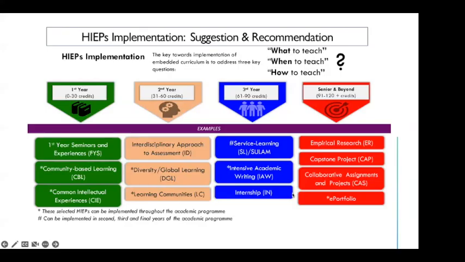Okay, ini adalah suggestion and recommendation daripada jawatankuasa HIEPs, macam mana nak implement HIEPs ni sepanjang cohort tu. Terpulang 4 tahun tapi kita ambil 4-year basis. Untuk tahun pertama seeloknya kita letak first year seminar, CPL, CIE. Second year, we put ID, DGL, LC. Tahun ketiga kita buat sulam, IAW, internship. Tahun keempat ini sebenarnya penting untuk kita faham.